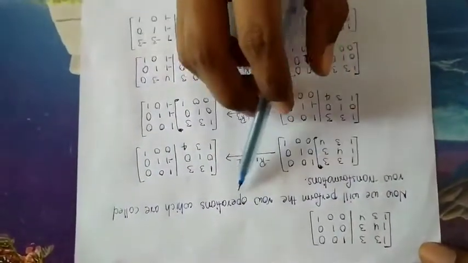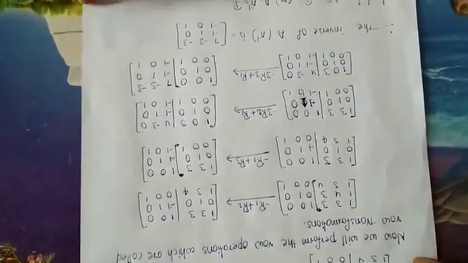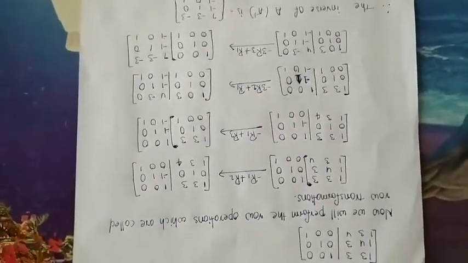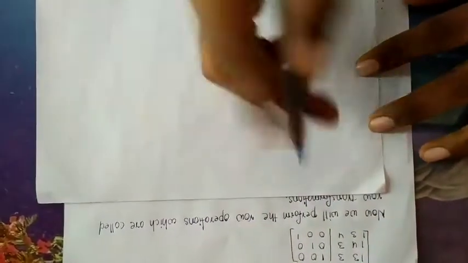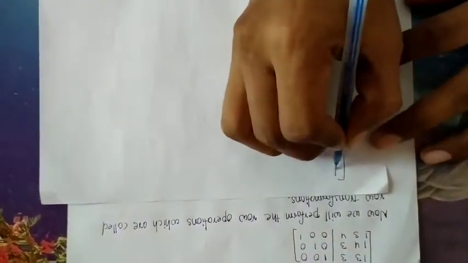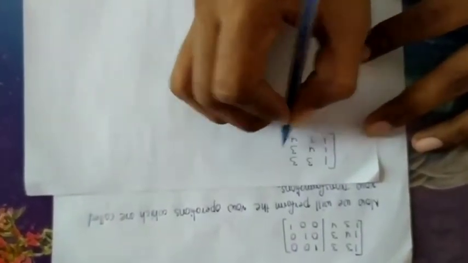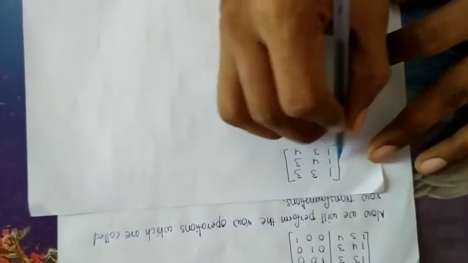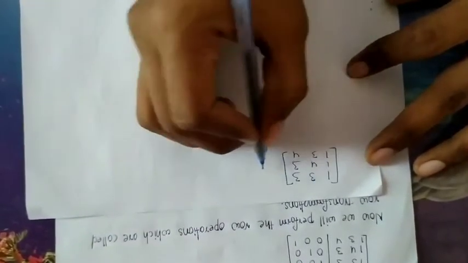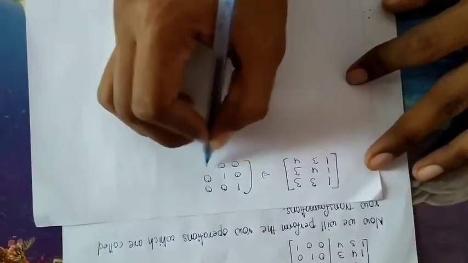Now we will perform the row operations, which are called row transformations. How can we perform the row transformation? Let's take this example here: 1 3 3, 1 4 3, 1 3 4. Our aim is to convert this matrix into the identity matrix, that is 1 0 0, 0 1 0, 0 0 1.